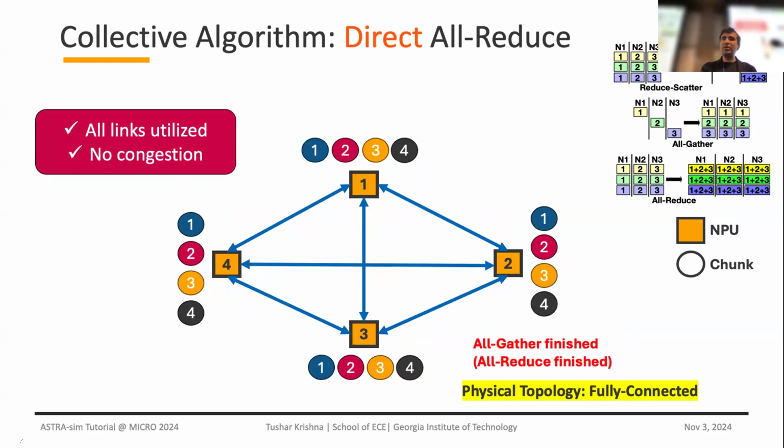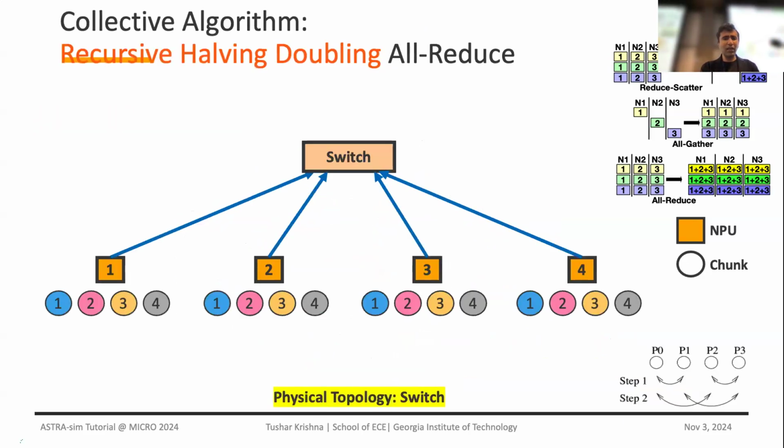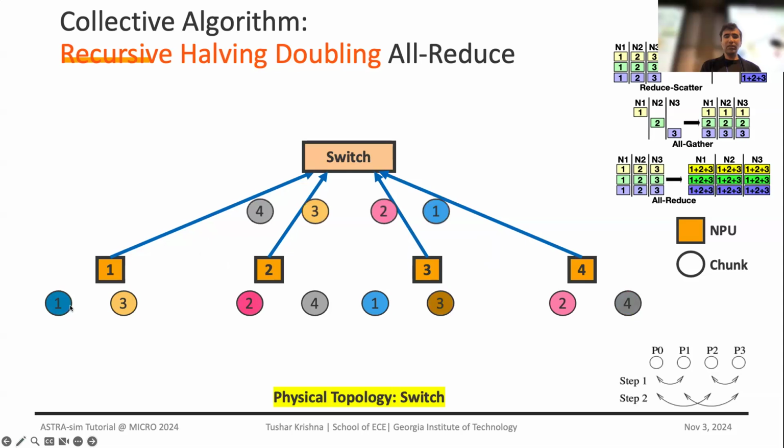So again, all links are utilized, no congestion. Another popular algorithm for switch-based topologies is called recursive halving doubling. This is known to be an optimal algorithm for switch-based topologies, where you do this exchange in a pairwise manner. So 1 and 2 exchange gradients, and 3 and 4 exchange gradients, add them up locally, then 1 exchanges with 3, 1 with 4, and so on.